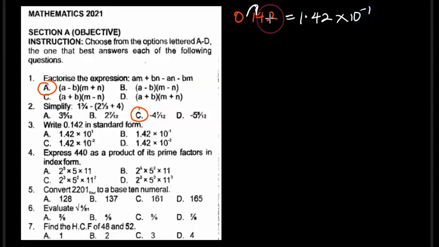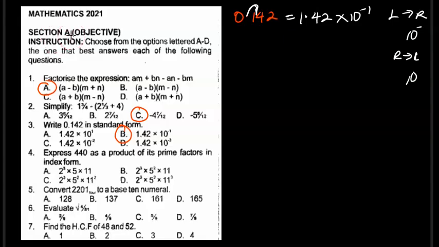Remember, whenever you move from left to right, it is 10 raised to the power minus, and from your right down to your left it is 10 raised to the power positive sign. All right, positive sign. So this is the answer to this question. And if you look at the options, you see that the answer to the question is option B, 1.42 times 10 raised to power minus 1. So this is the answer to this question. I hope you understand this.